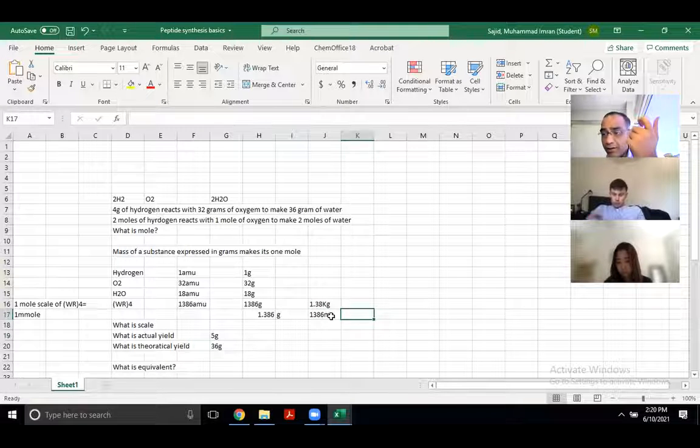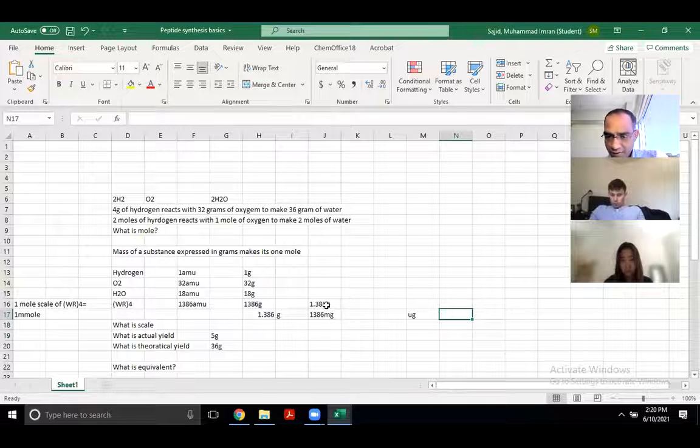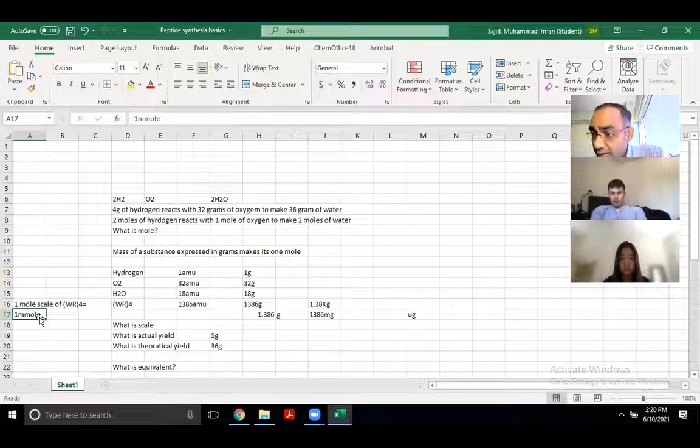And in our body, the peptide that we use is actually in micrograms. So we don't need to make this much of the peptide. If I ask you to make 1 millimole of peptide W4R4, how much do I expect from you to make? 1386 milligrams. I want from you to make this much, right? But we actually don't need this much.